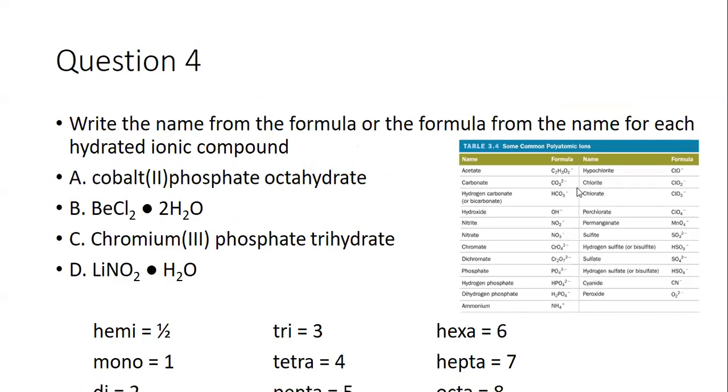Okay, so what we're going to do here is look at our compounds and either write down the formula or give the name. I'm going to give everybody a minute to do that while I go check on what's driving my dog nuts. See if you can do A, B, C, and D. Send me a message if you have that.